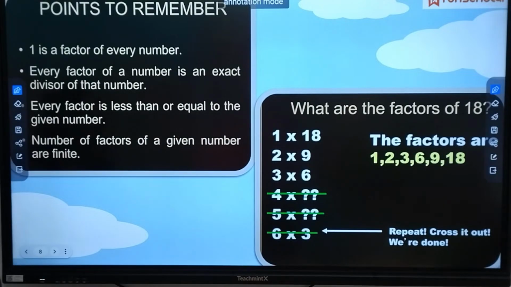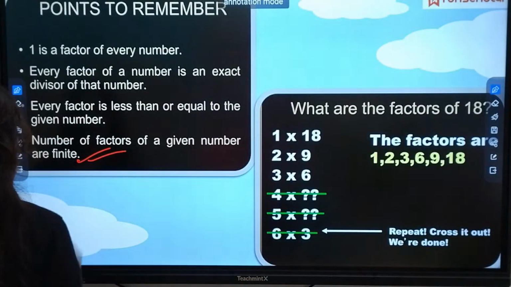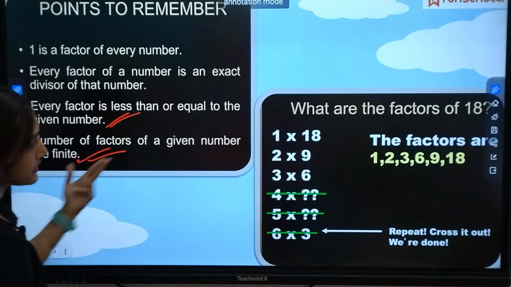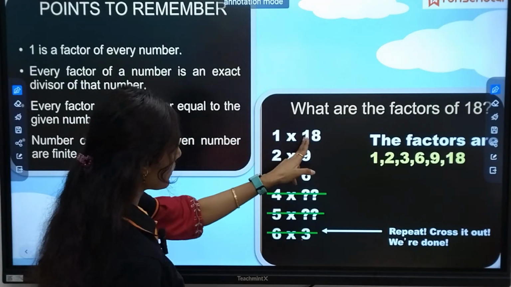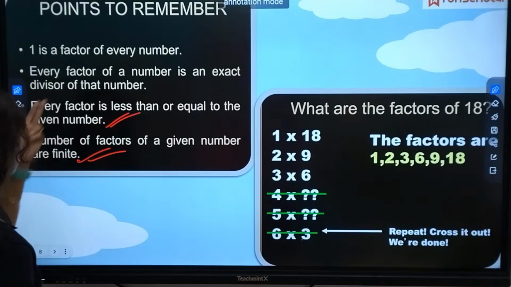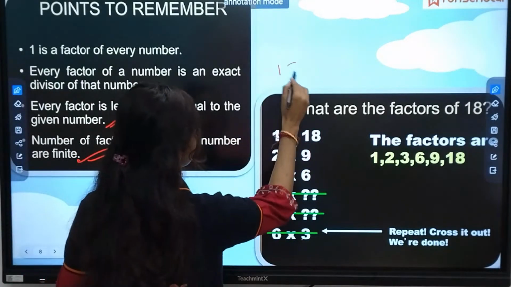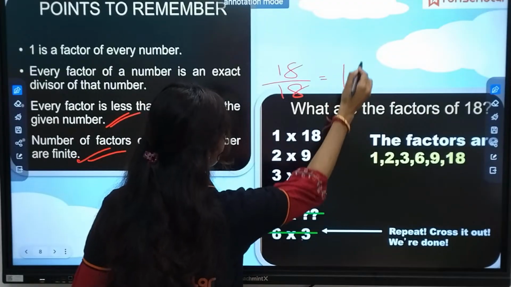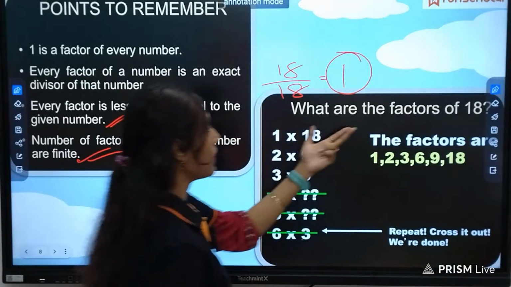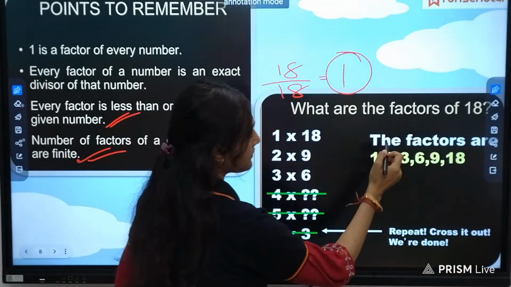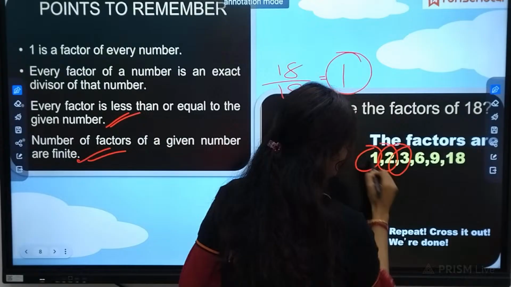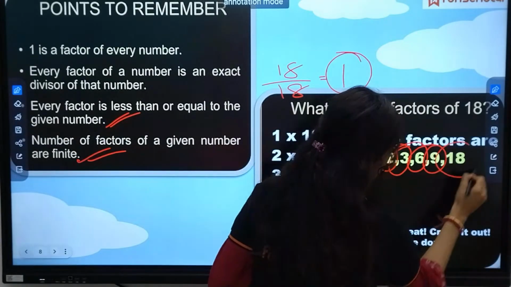Now the number of factors, unlike multiples, is limited. Every factor is less than or equal to the given number. Every factor of a number is an exact divisor of that number, like 18 is divided by 18. That is why 1 is a factor of every number, as I have told you. What are the factors of 18? How can we divide 18? We can divide 18 by 1, 2, 3, 6, 9 and 18 itself.